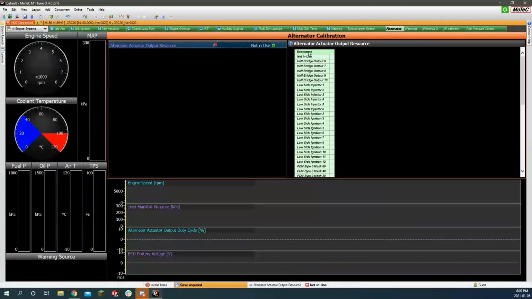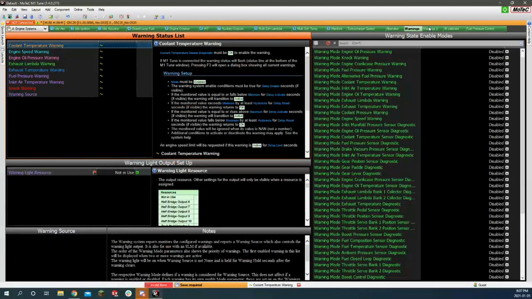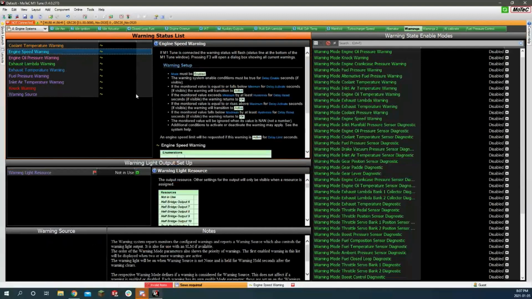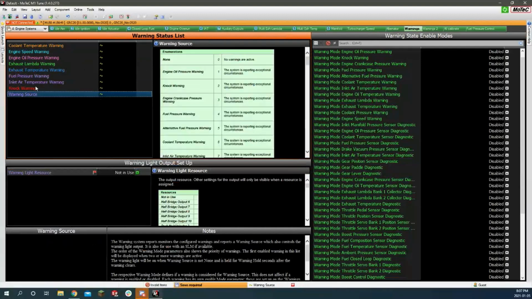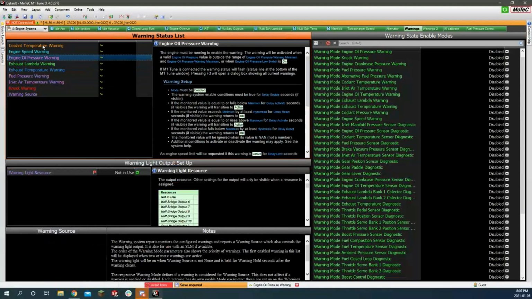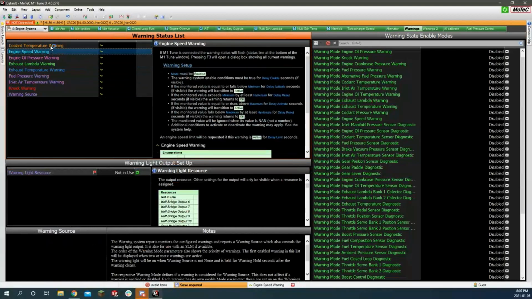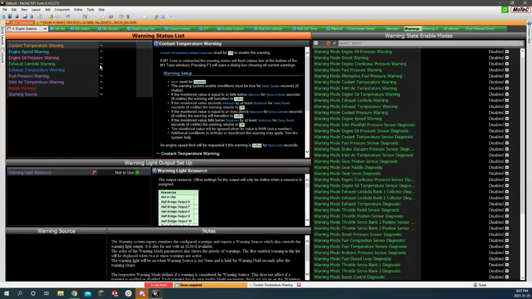There's alternator stuff. We don't turn the alternator on and off. This is where you can look at different warnings. This is more of a diagnostic thing over here. You can just see if a warning is on, if it's active. You can see, you must enable it, and that's in the other tabs that we've been through.